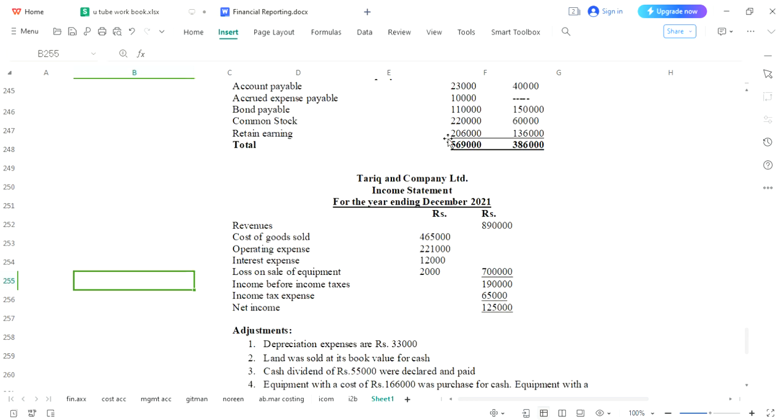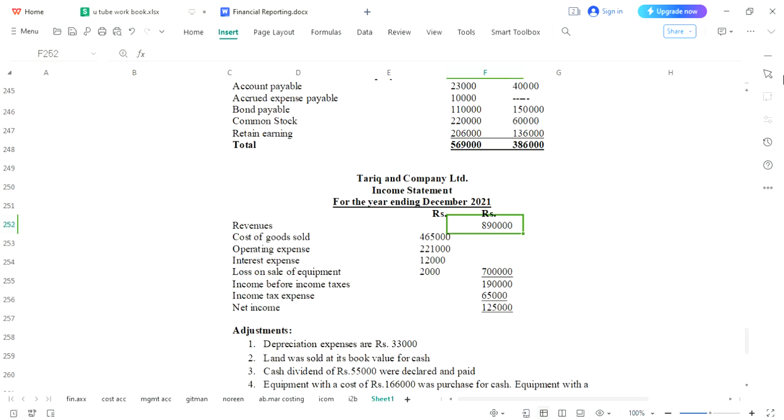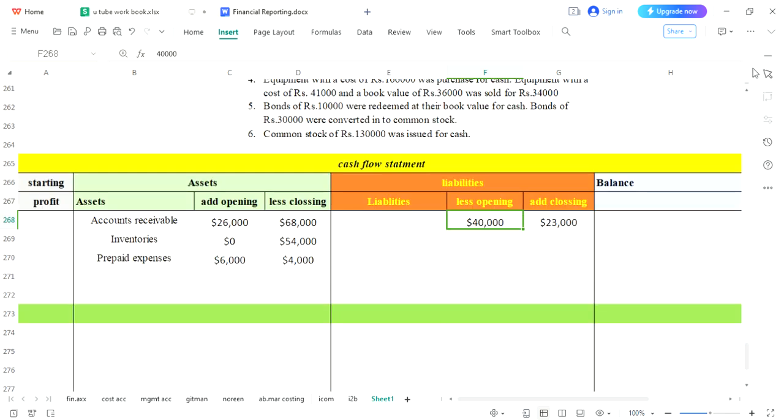The next step is to see liabilities. Account payable 40 and 20. Here you will put first 40 and 23. These are your account payable. Yes, these are your account payable. So you are going to write it as it is.